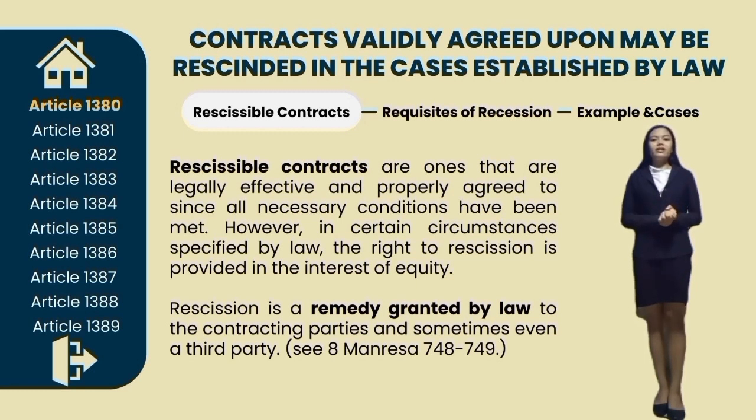A rescindable contract has no flaws at all, but its enforcement would be unfair due to some outside circumstances. Rescission is a remedy granted by law to the contracting parties, and in some cases, third parties may use it to obtain compensation for harms that a valid contract had caused them by putting things back in the state they were in before the contract was celebrated.